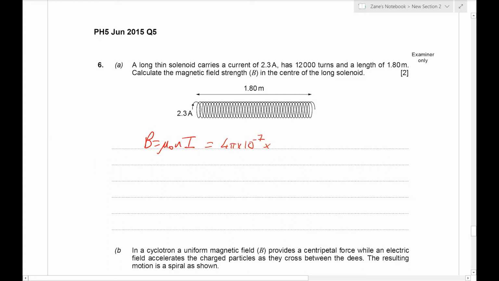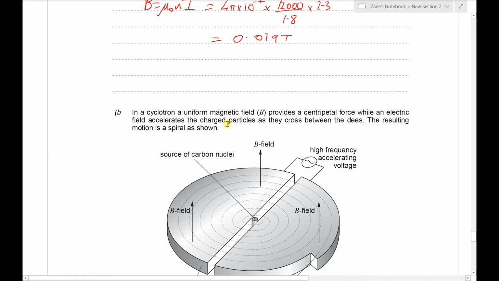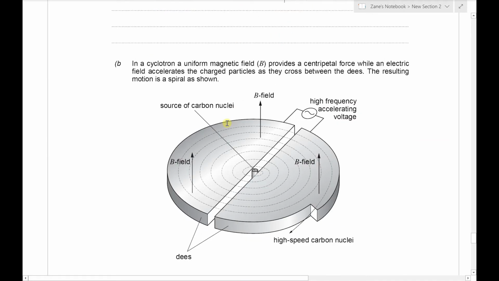n is the number of turns per unit length, so we would find that by taking the 12,000 turns and dividing it by the 1.8 meters of length, and the current is 2.3 amps. Now, as I've mentioned in previous videos, when you try to type in 4 pi times 10 to the minus 7, the calculator doesn't like it, so there are a couple of ways around it. Do it as pi times 4 times 10 to the minus 7, or do 4 pi times and then the times 10 to the power button. If we put all those numbers into the calculator, we end up with 0.019 Tesla.